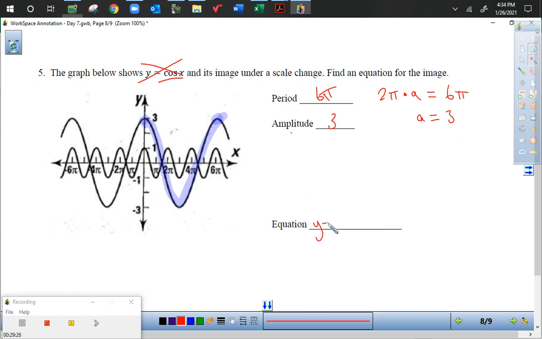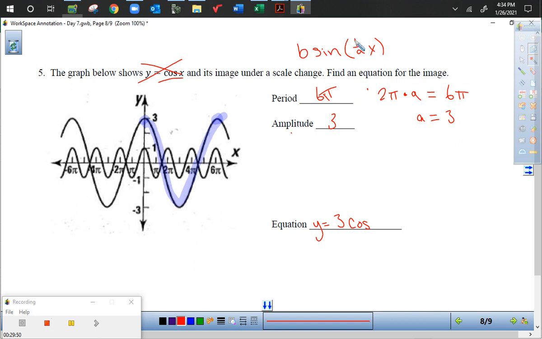So y equals, remember from the front side, we put b first, or the amplitude, and then it was 1 over ax, or just the reciprocal of the a value. So we're going to put the 3 first from the amplitude. We decided it was cosine, so we want to make sure we're using that. And instead of 3, we're going to write the reciprocal.